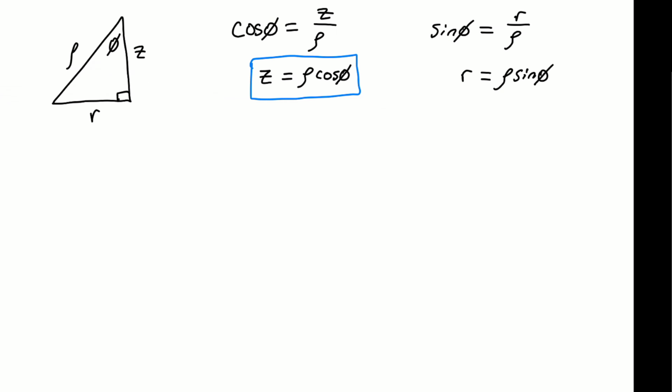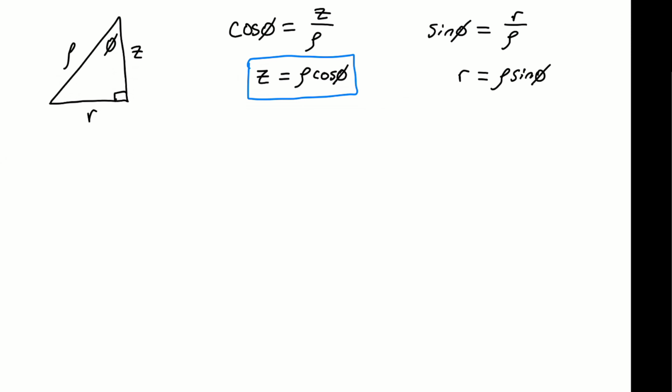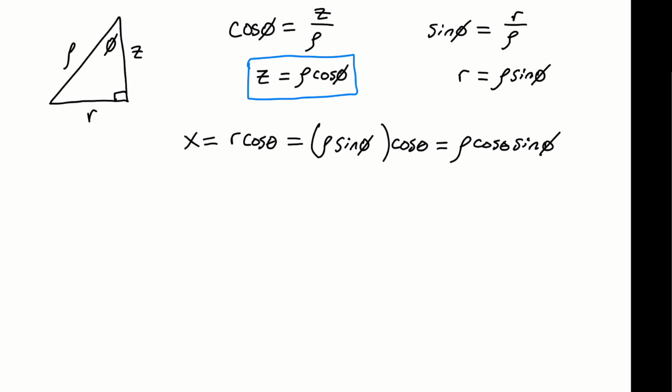And now we know that since x is equal to r cosine theta, this means that r, which is rho sine phi, we must have our relationship. Rho cosine theta sine phi. That's what x is equal to.